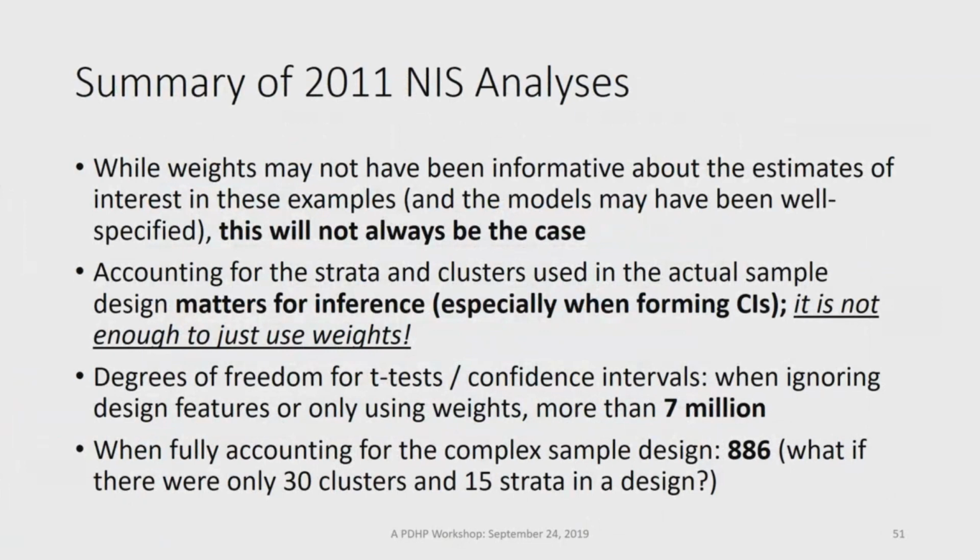These were big samples. The National Inpatient Sample is huge. For constructing confidence intervals, the degrees of freedom were going to be about 7 million if we ignored the design features. It's a huge sample. When you fully account for the complex sample design, it becomes 886. So it's still a lot of degrees of freedom for variance estimation, but I asked the question, what if you only had 30 clusters and 15 strata in a given complex sample design? That becomes a very different value and a very different critical t-value for forming the confidence interval.